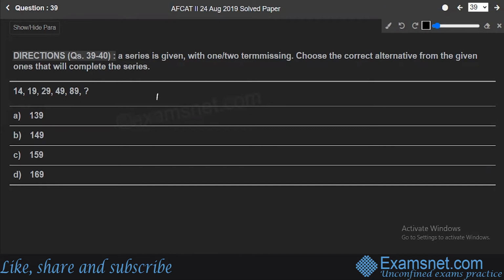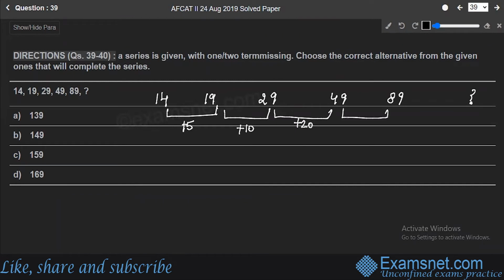So let's write down the series first. It's 14, 19, 29, 49, 89, and you have to find out what will come next in the series. So let's see, the difference between these two is plus 5, and between these two is plus 10, these two plus 20, plus 40, and obviously you can clearly see what will be the difference between these two now. It's moving in the multiples of 2, right? 5 twos are 10, 10 twos are 20, 20 twos are 40, 40 twos are 80.